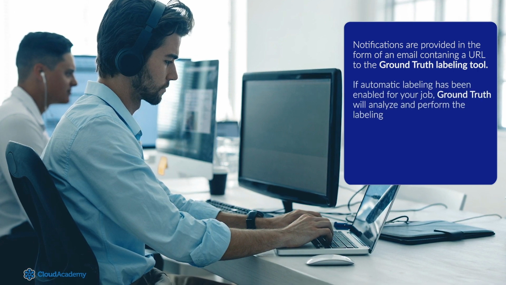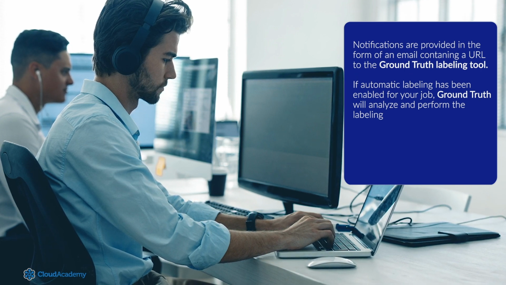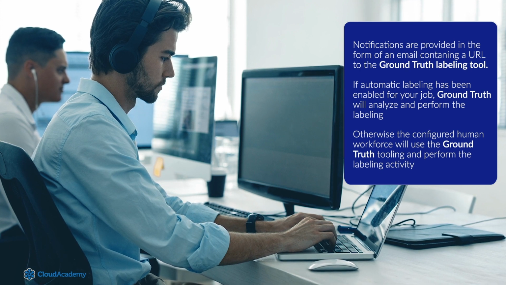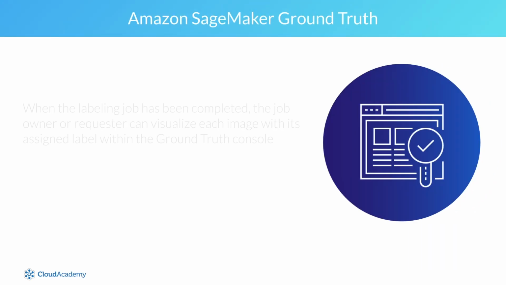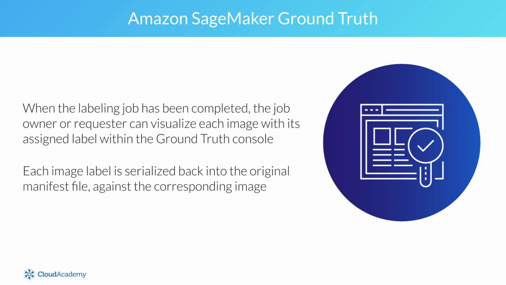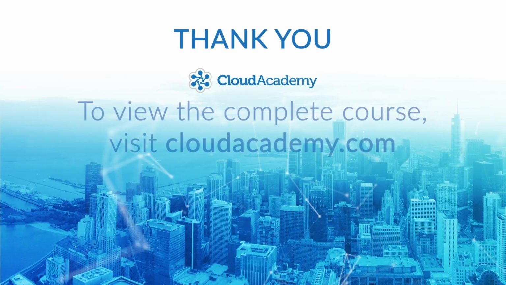If automatic labeling has been enabled for your job, Ground Truth will analyze and perform the labeling. Otherwise, the configured human workforce will use the Ground Truth tooling and perform the labeling activity. When the labeling job has been completed, the job owner or requester can visualize each image with its assigned label within the Ground Truth console. Finally, each image label is serialized back into the original manifest file against the corresponding image. Now we have a clear understanding of what is required, let's get started with the training.